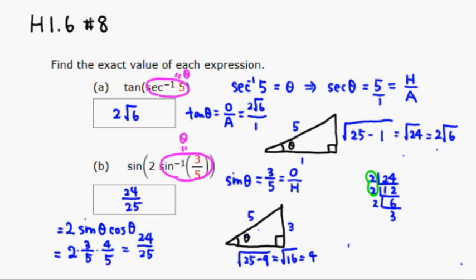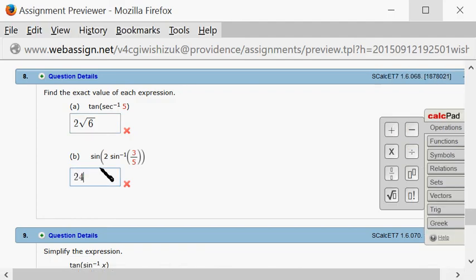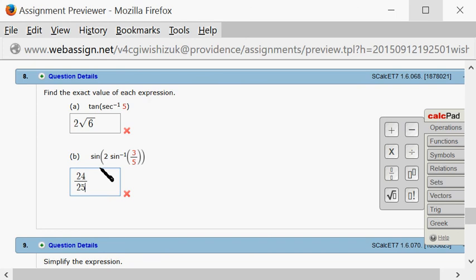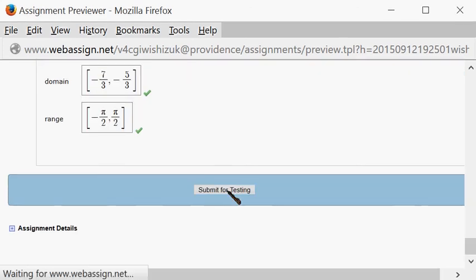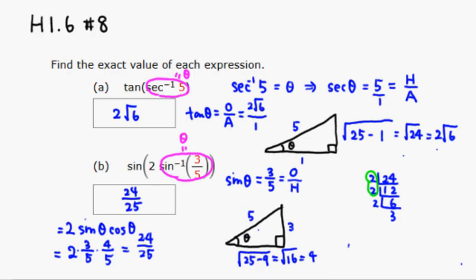Alright, so let's type it in. We got 24 over 25. Let's go down and submit for testing. It came back and looks like we got both of these correct. And that's it. I hope that this was clear.